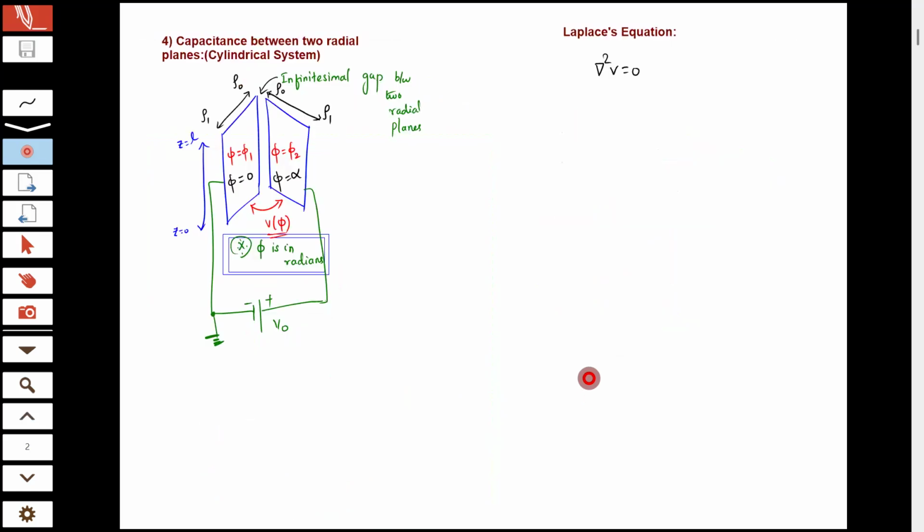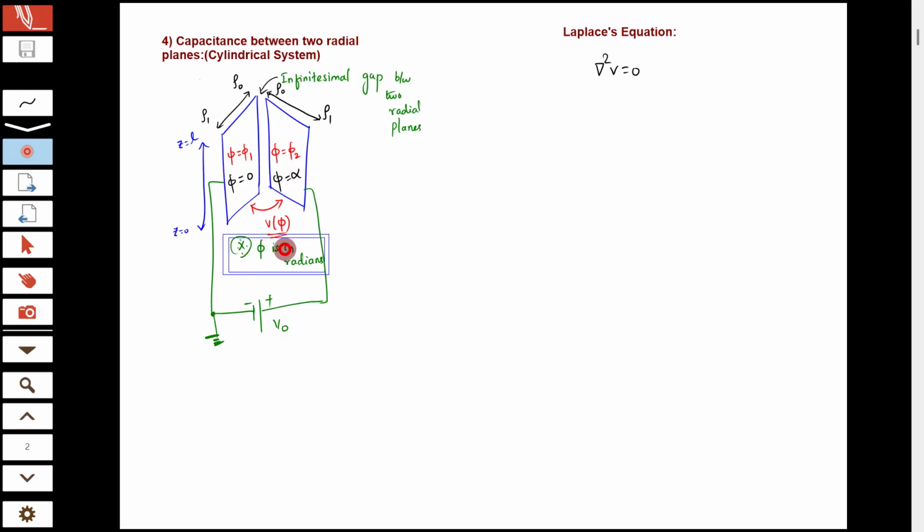Now let us consider the specific case where the first plate is connected to the negative of the supply voltage, which is also grounded, and the second plate is connected to the positive of the supply voltage, V0. We also have considered there is an infinitely small gap between the two plates, which gives the radius a lower limit rho naught and upper limit rho 1, and the height of the plates is L, with the lower limit of z being 0 and upper limit L. And we are considering the special case: the first plate is at an angle of 0 radians, and the second plate is at an angle of alpha radians. We also must know that this potential is a function of angle phi, where phi should be indicated in radian values.